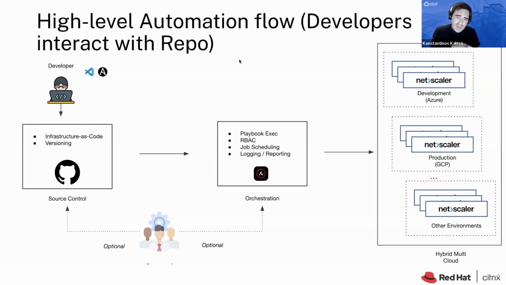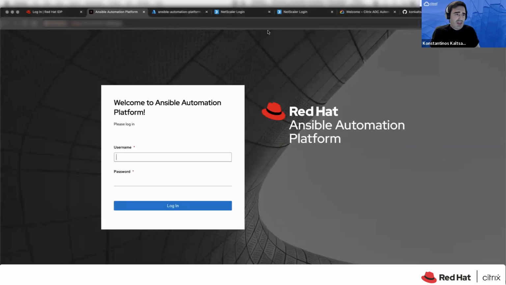And we are using the Ansible automation platform and all of its features. So we have the RBAC there, as Kevin mentioned. We are doing the job scheduling. We have access to logging and reporting. We are triggering jobs, so we are doing playbook execution. Basically, we are doing all of the orchestration by using Ansible. And through the Ansible automation platform, we are going to execute these playbooks against a NetScaler deployed on Azure and a NetScaler deployed on GCP. So let's see how we can do something like that.